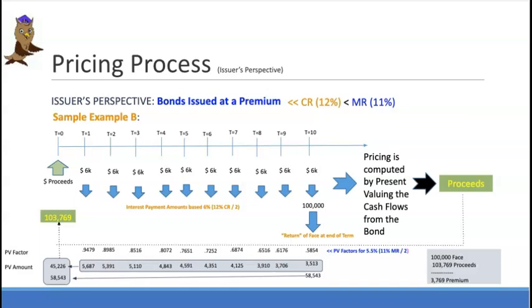Summing up the PV from the interest payments plus the PV from the face gives us a total PV of $103,769. This time, again, there's a difference, as expected. The premium is based on the proceeds of $103,769 minus the face of $100,000 for a total premium of $3,769. Remember that this premium represents a reduction of interest expense to the issuer, amortized in equal amounts over the 10 periods. And again, we're assuming a straight line method for amortizing the premium.